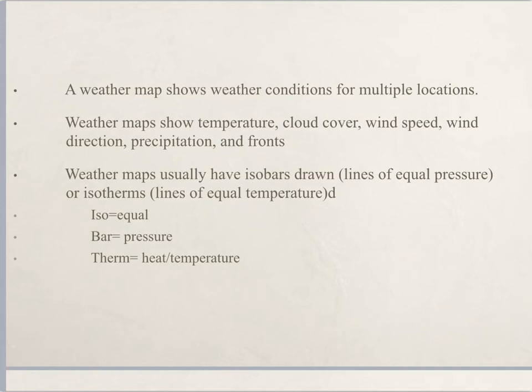Weather maps usually have isobar lines. Remember, isobars are lines of equal pressure. Iso means equal, bar means pressure. But they also all have isotherms. Iso again means equal, therm means heat or temperature. So it's a line of equal temperature.